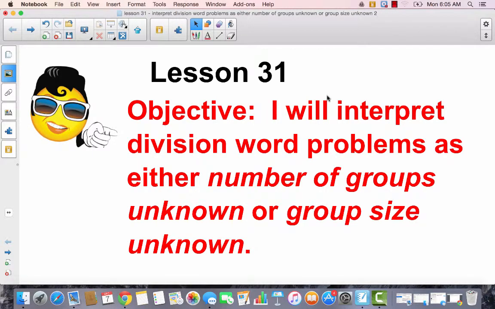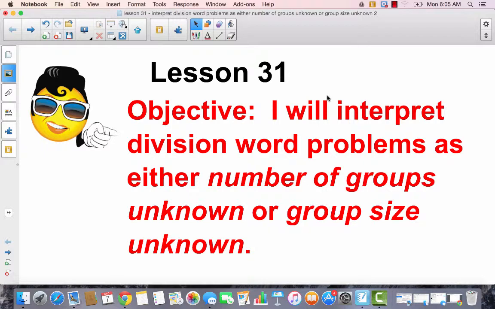Lesson 31, I will interpret division word problems as either number of groups unknown or group size unknown. So we're going to talk a little bit about whenever we are solving word problems that are division. We're going to talk about whether the number that we're solving for tells us the number of groups or if it tells us the group size. So that's what we're going to talk about today.